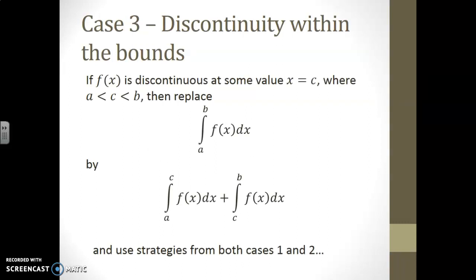Case 3 is a scenario where the problem occurs within the bounds. So this time the strategy will force us to break up the integral where the discontinuity occurs. So from a to c followed by c to b is actually the use of the additive interval property that we saw in our properties of definite integrals. And then we will apply strategies 1 and 2 to the individual improper integrals we have created.